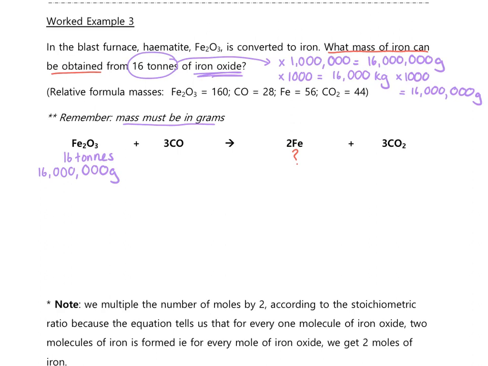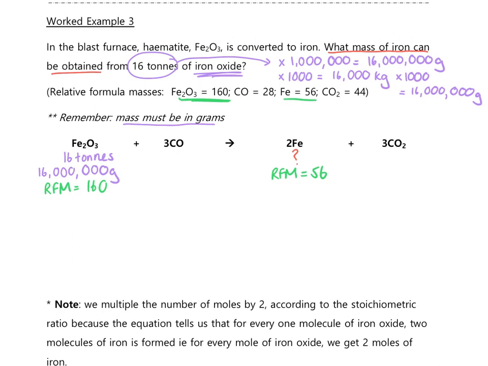Step number 2 then was to write down the RFM of the things I'll be using. I'll only be using iron oxide and iron, so I only need to worry about their RFM. The RFM of iron oxide, Fe2O3, is given to me here as 160. Remember, always look in the question for those RFM values. What's the RFM of iron? We can see it is 56. So write your RFMs underneath.